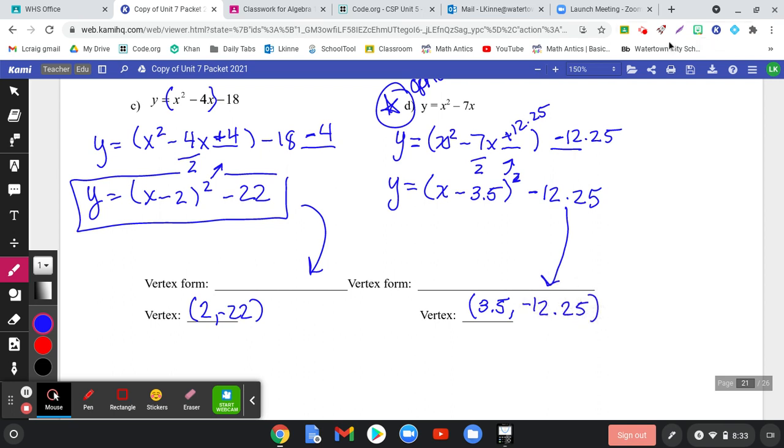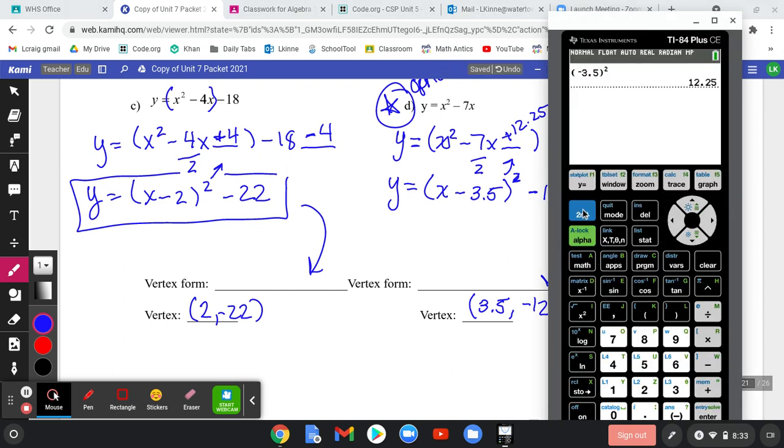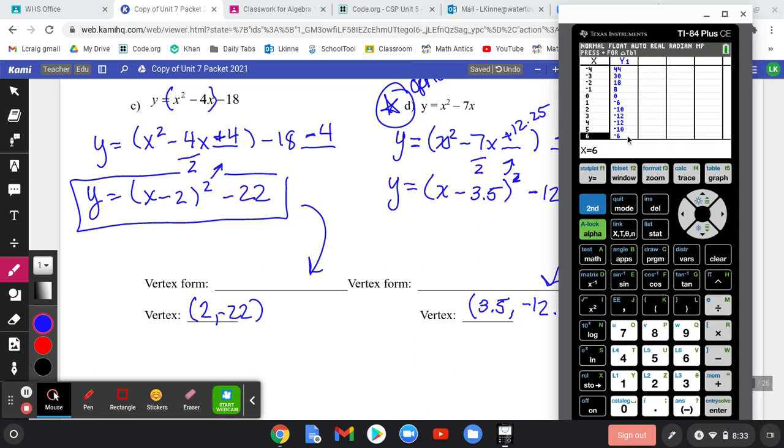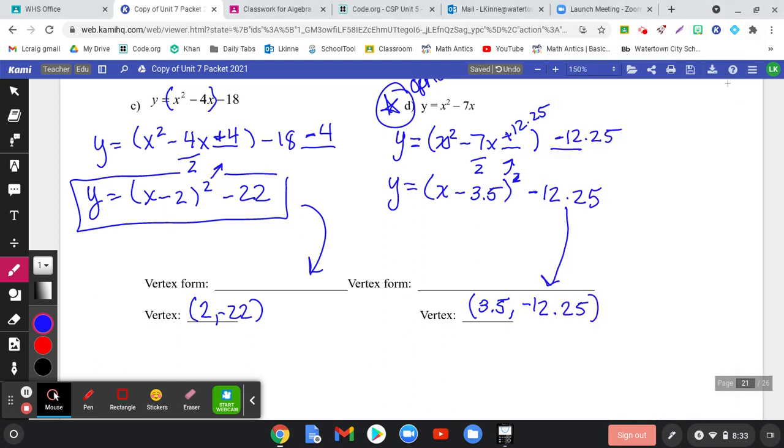And again, make sure it makes sense. Go back to the table. Your vertex is going to be between -12 and -12. Well, I'd say -12.25 works out pretty well, okay? So that was optional, but it's nice to know how to work with those decimals.